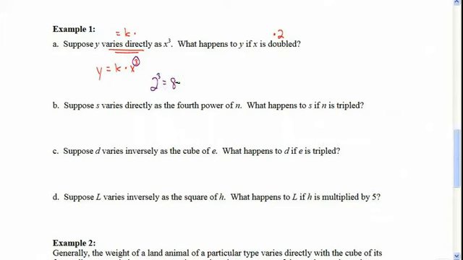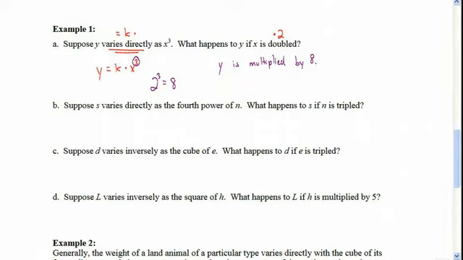Now we don't want to just say our answer is 8. That doesn't tell us anything. Our answer is this: y is multiplied by 8. You want to make sure that you don't say y is multiplied by 2 cubed. Technically, there's nothing wrong with that, but it's always best to go ahead and simplify it. So we would say y is multiplied by 8. Let's look at the next one.